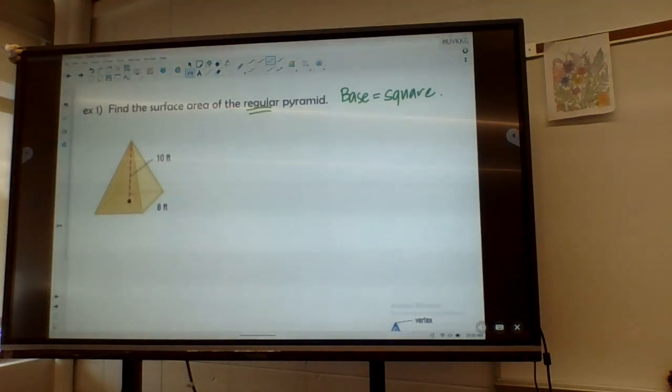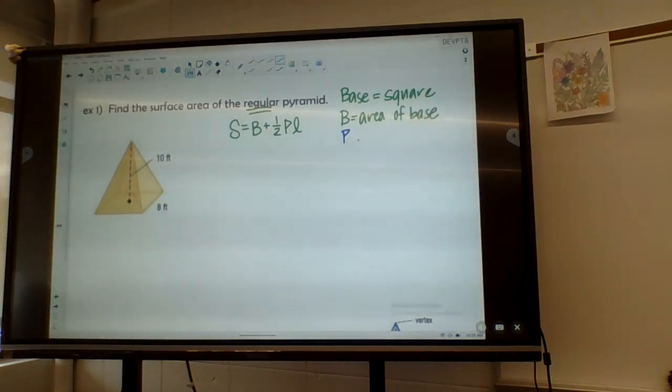So again, our formula is base plus 1/2 PL. So our base is our square, so we're doing the area of the base. Well, if it's 8 here, it has to be 8 here as well, so 8 times 8. So our area of our base is 64. Because it's base times height, right?